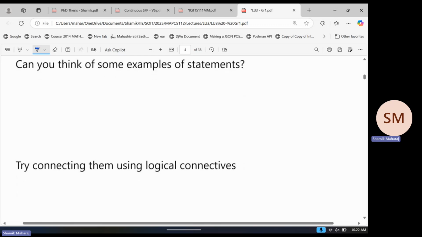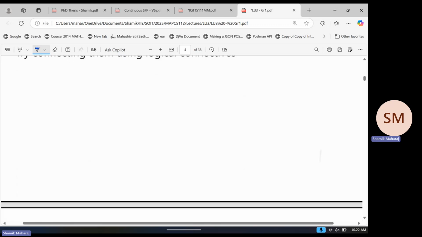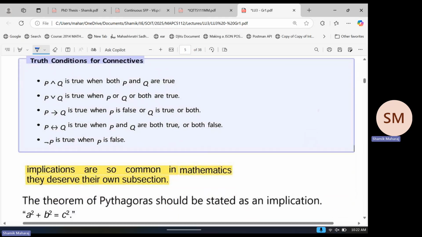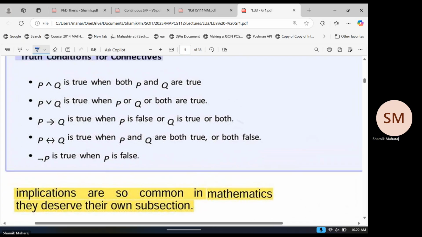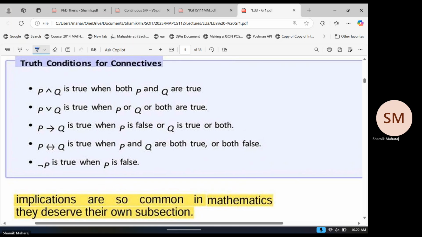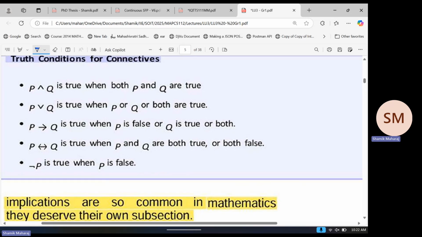Examples of statements, I'm going to skip that because we had disasters last time. Truth value. So this is the table that we need to commit to memory. Maybe some examples will be helpful here, but let's just see what the table is telling us.